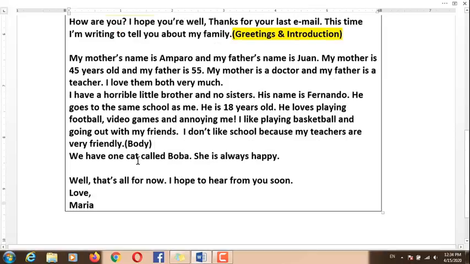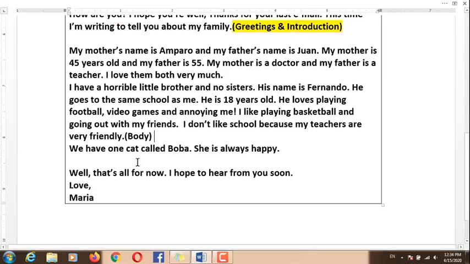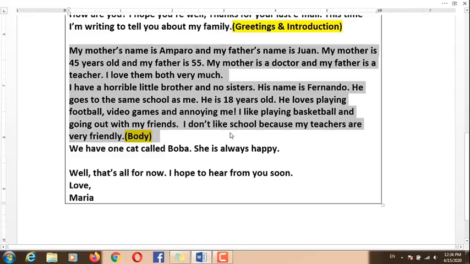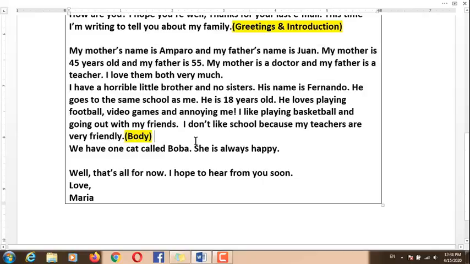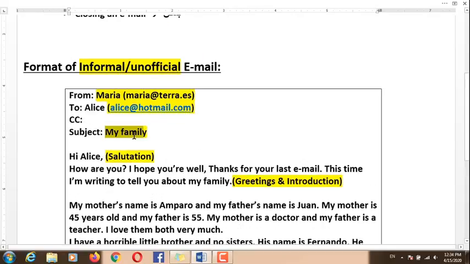Let me highlight this one as well. So in your body paragraph, what you are going to do... This was our body paragraph. It depends on the information you're writing and on the subject of your email. My subject was about my family because I told here. So this is my introduction.